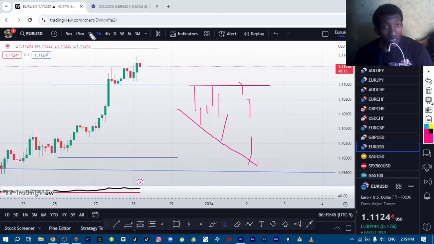Remember what I did on the pound dollar? I went from the 2 hour, and when it was not clear, I reduced it to the 1 hour time frame right there. I went to the 1 hour and it was all clear, okay. In this case, you can connect this thing like this one. This is a bullish diagonal. This thing breaks to the downside.